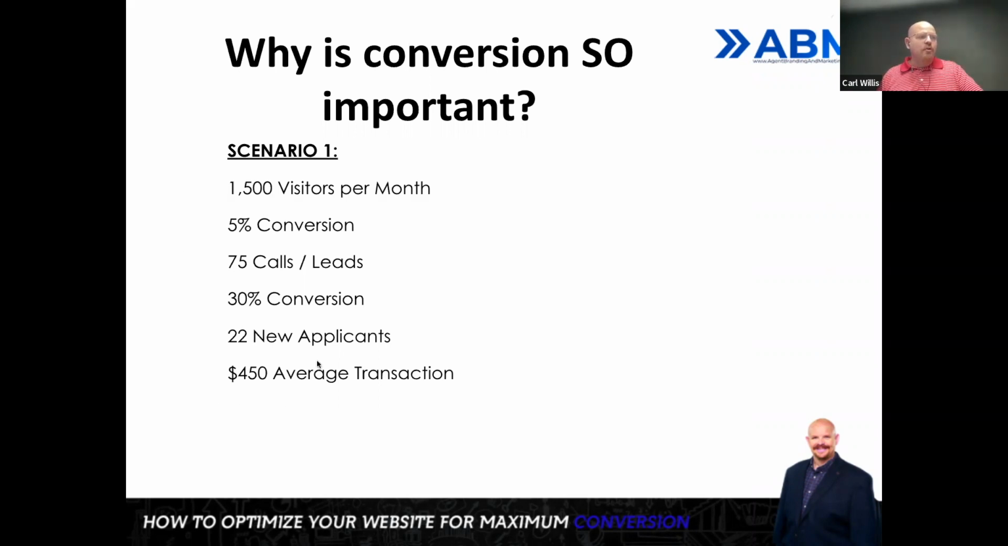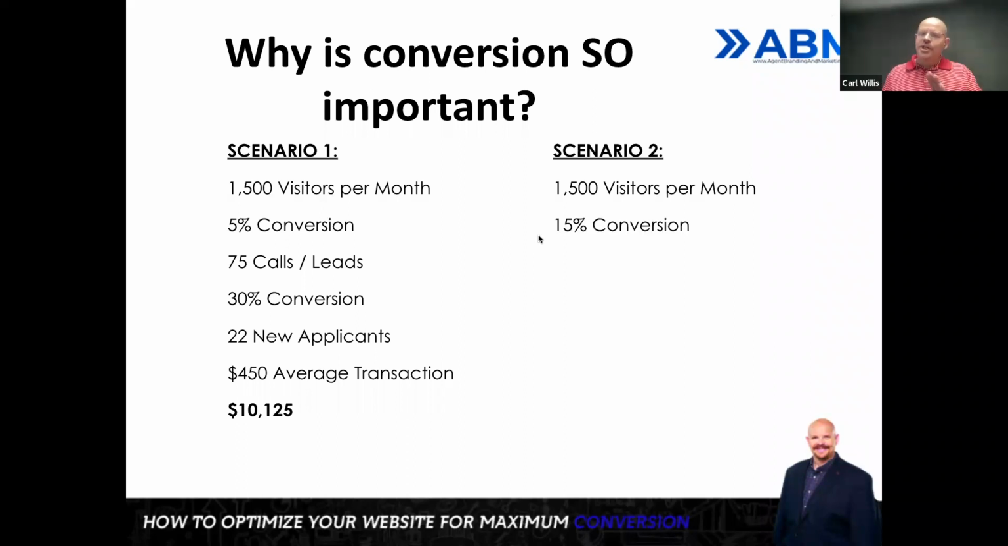And if we're getting $450 per transaction, we write those 22 new policies. That's going to give us $10,125 in earned revenue. Now, scenario number two is going to be same numbers, except we're going to change those conversion rates. So we get 1,500 visitors a month to our website, but now we've increased our conversion rate by just 10%. We've gone from 5% to 15%.